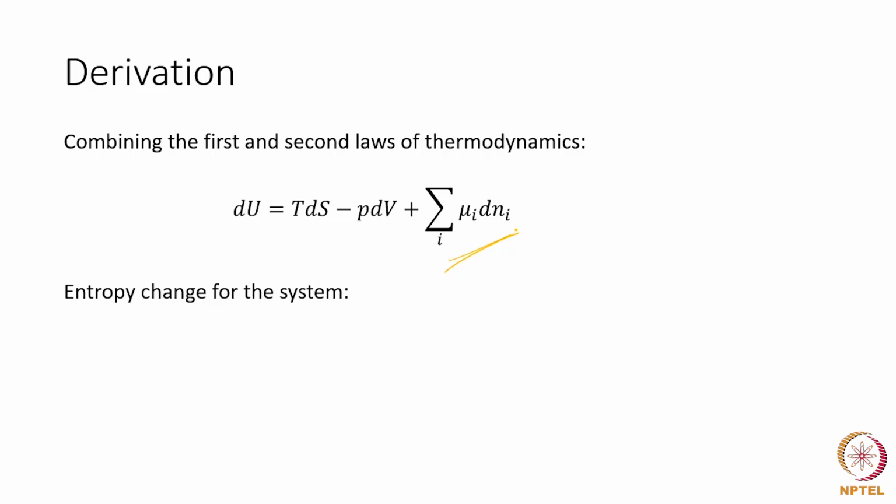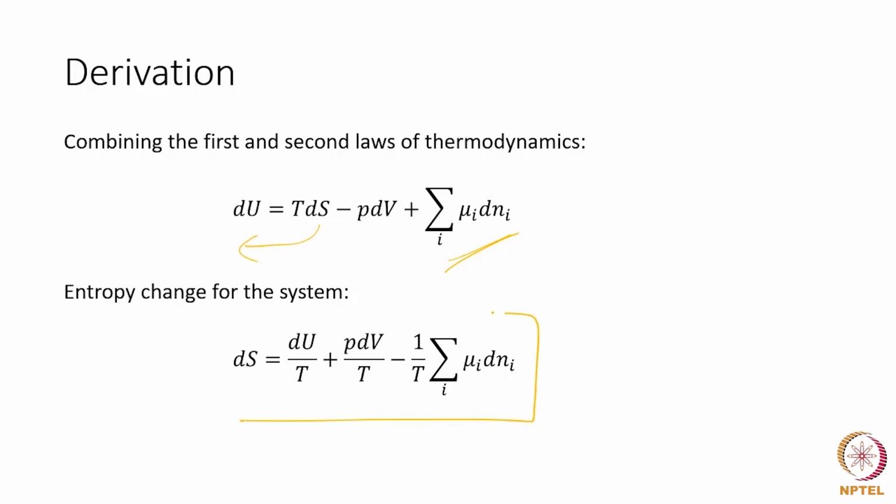And the entropy change for the system can then be evaluated by taking the dS term to the left hand side, and by rearranging we get an expression that dS is equal to dU by T plus PdV by T minus 1 by T sigma mu i dn i. So that is the entropy change for the entire system.